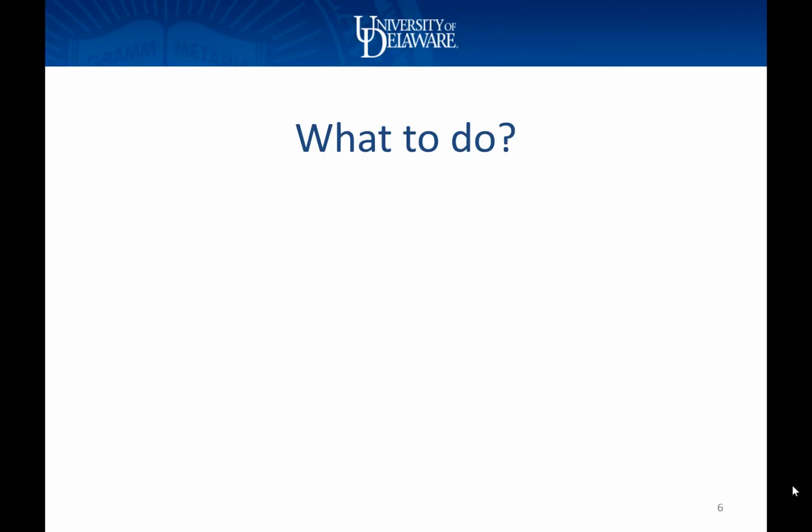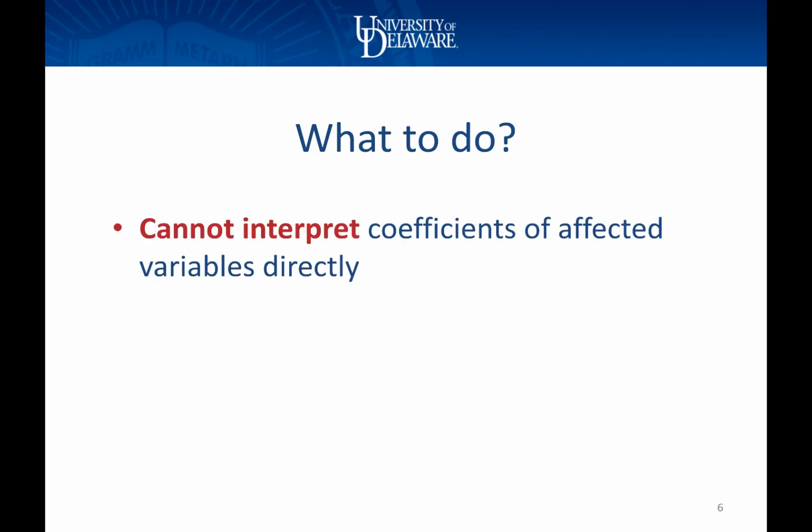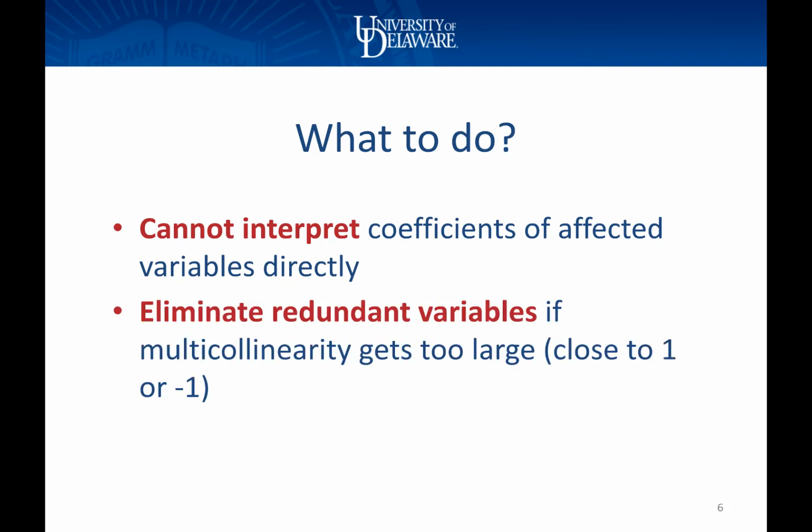So let's quickly summarize what to do about multicollinearity. First, we cannot interpret the coefficients of any variables that are affected by multicollinearity. We can't interpret them directly anymore. And second, we need to consider eliminating any redundant variables if multicollinearity gets too large, as it gets closer to 1 or -1.